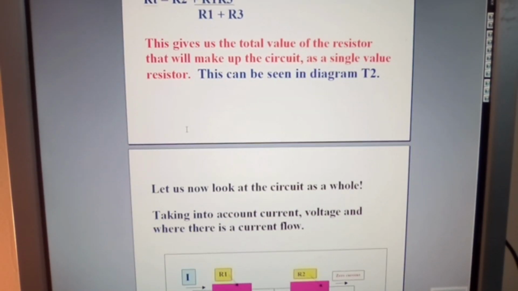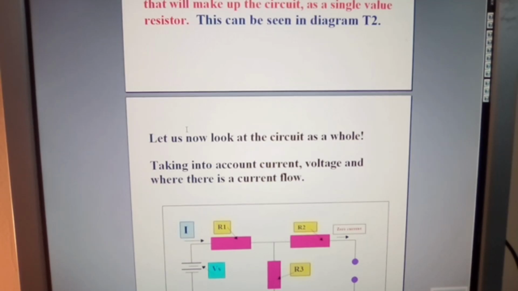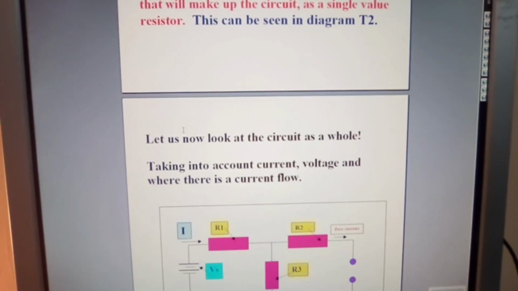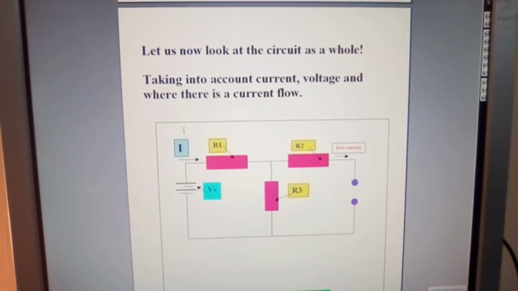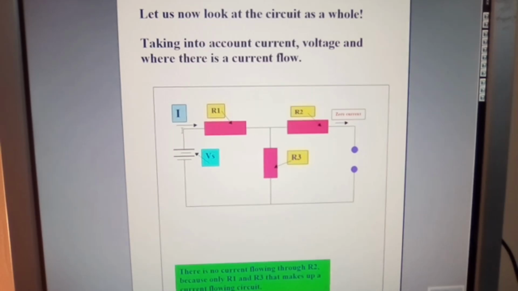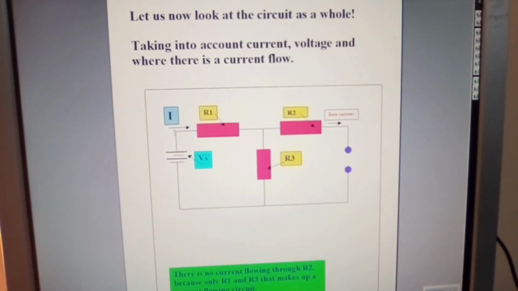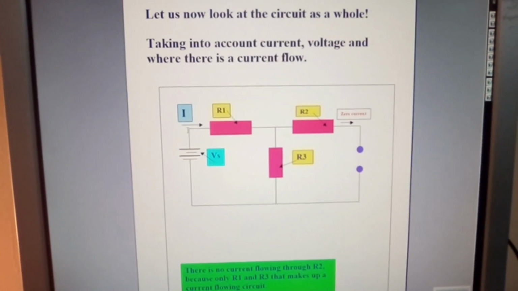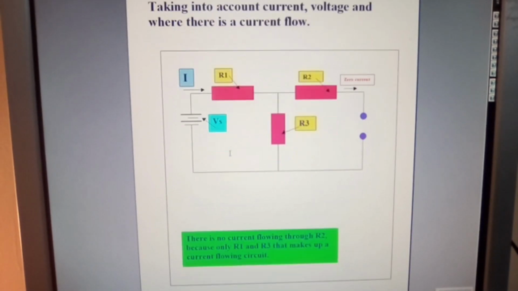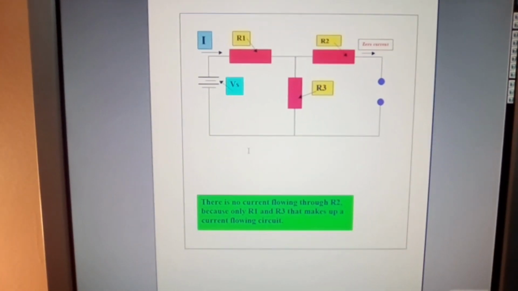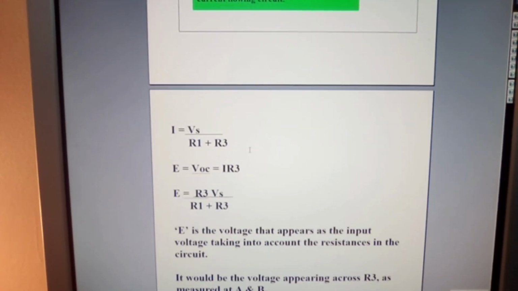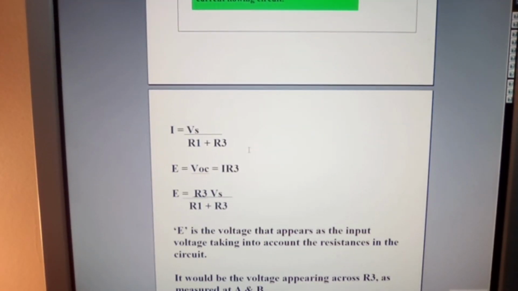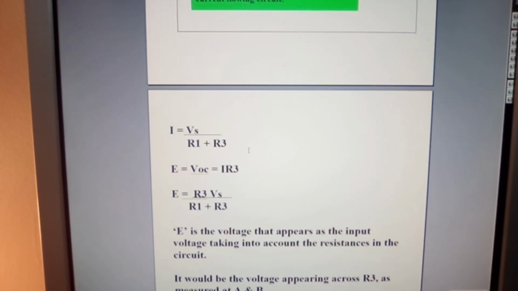Let us now look at the circuit as a whole, taking into account current, voltage, and where there is a current flow. There's no current flowing through R2 because only R1 and R3 make up a current flowing circuit. I equals Vs over R1 plus R3, equals E equals VOC equals I R3. Transpose for E.